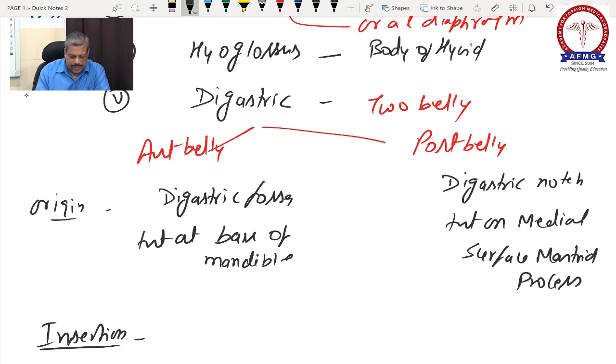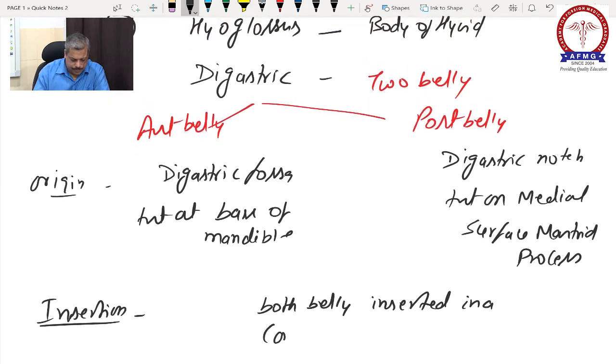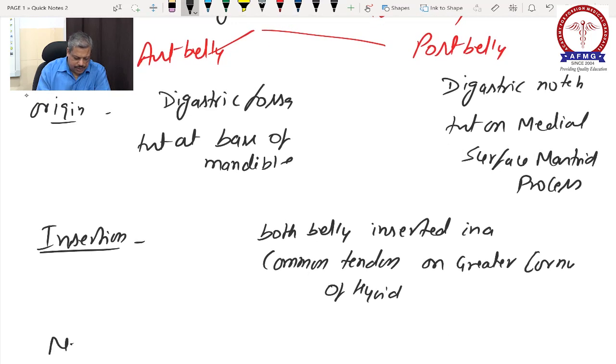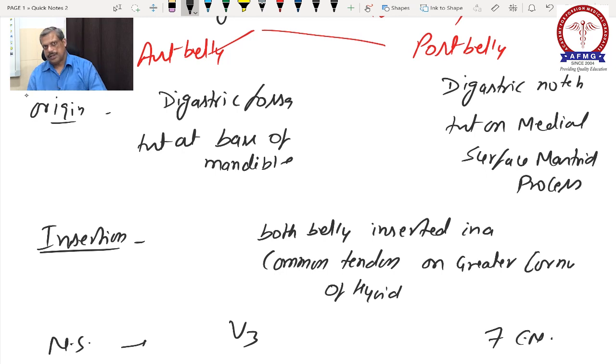Both bellies are inserted in a common tendon. Where? On the greater cornu or greater horn or inferior horn of the hyoid bone. This is the insertion. The next point is the nerve supply. The anterior belly is supplied by the mandibular nerve. The posterior belly is supplied by the 7th cranial nerve.